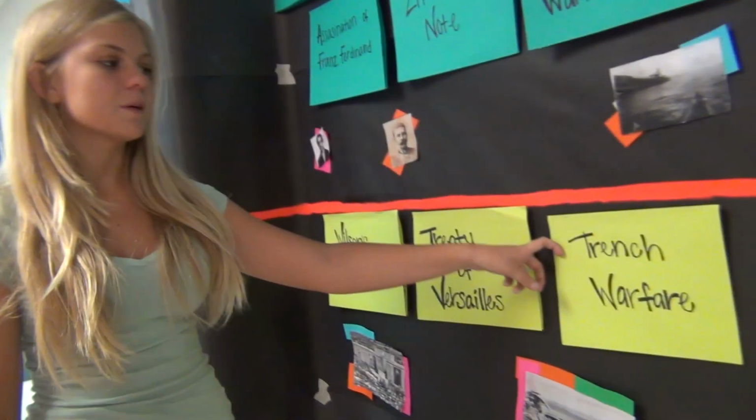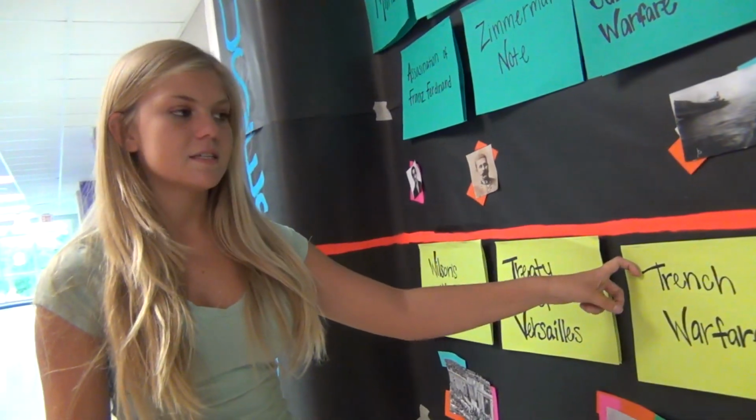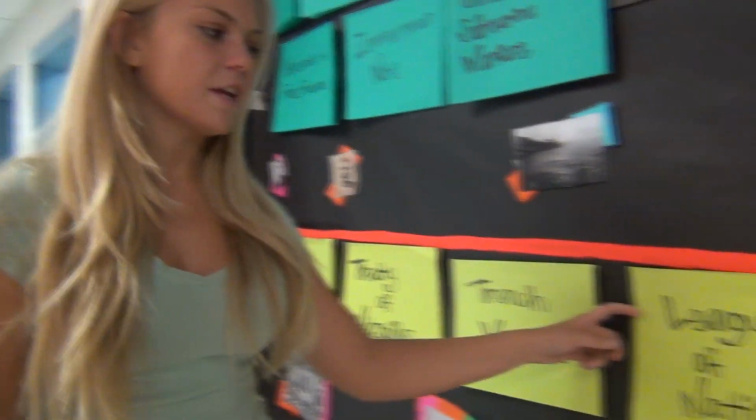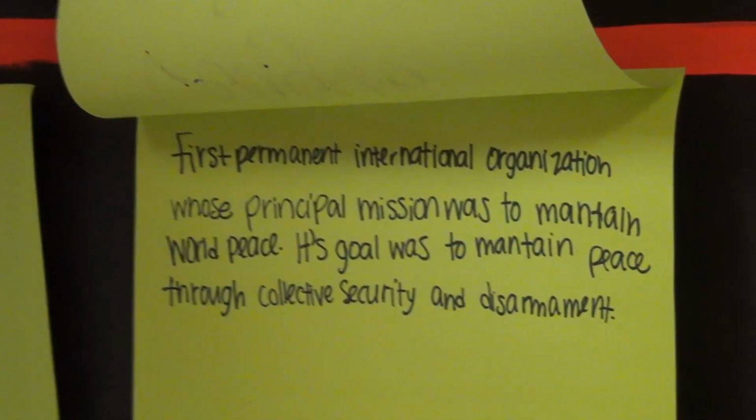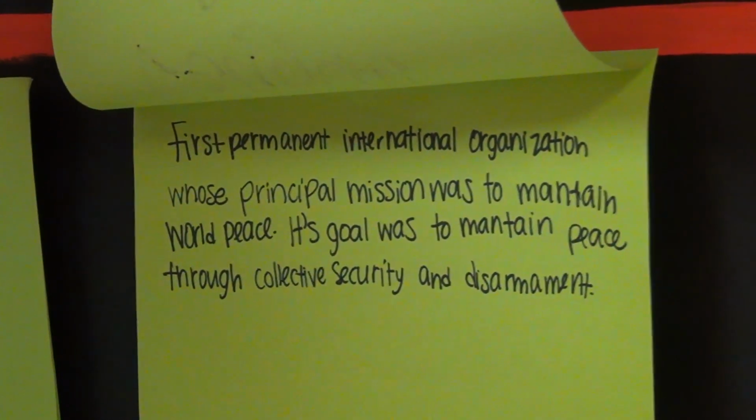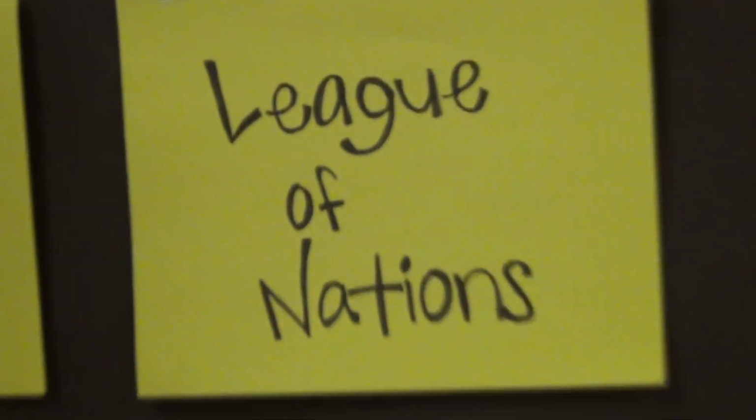Another one was trench warfare. This type of warfare was created during World War I. It was not effective because it led to stalemates. The final was the League of Nations. It was the final peace conference. Its goal was to maintain peace through collective security and disarmament. The League of Nations was an organization created to maintain peace between foreign nations.